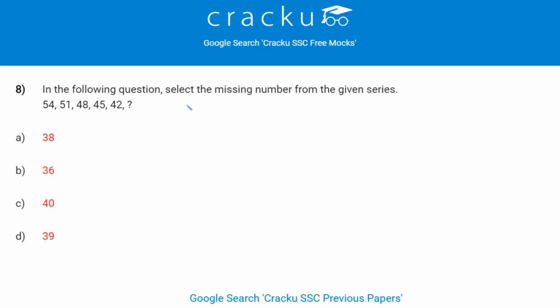In the following question, select the missing number from the given series. These series questions are frequently asked in the SSC CHSL examination. In this series, from 54 to 51, there is a decrease of 3 units. From 51 to 48, a decrease of 3 units. Again, from 48 to 45, a decrease of 3 units. 45 to 42, a decrease of 3 units. And from 42, there should be a decrease of 3 units. So if you remove 3 units from 42, it is going to be 39. That is option D for this question.